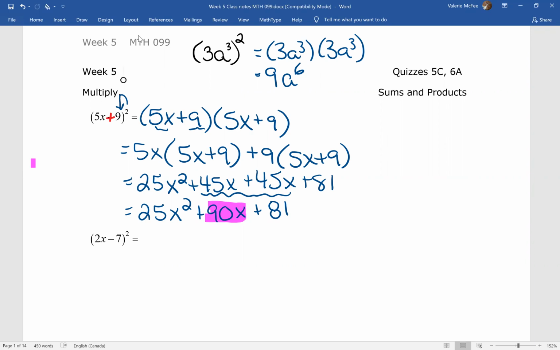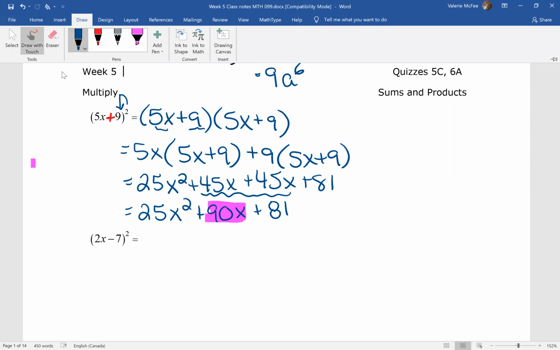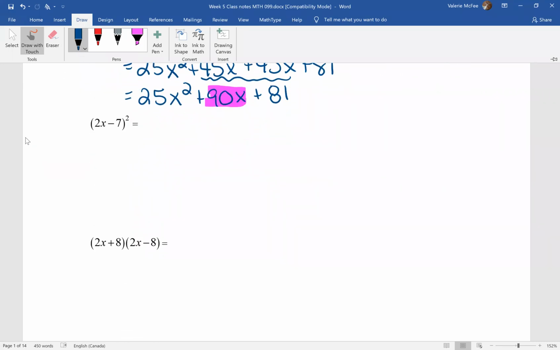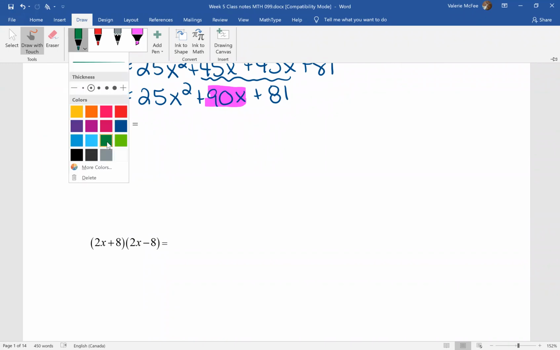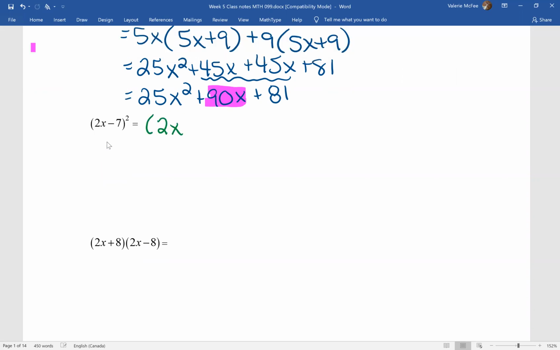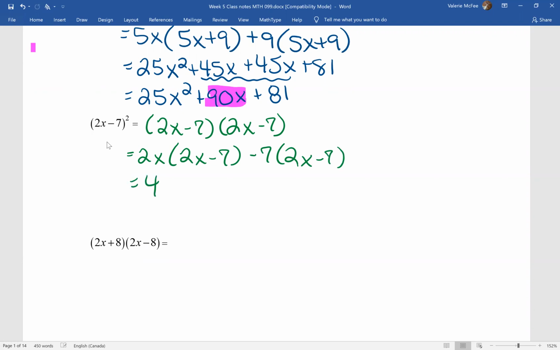Why don't you pause the video and try squaring the next binomial? 2x times the second bracket, minus 7 times the second bracket. Use the distributive property twice, and then combine like terms.